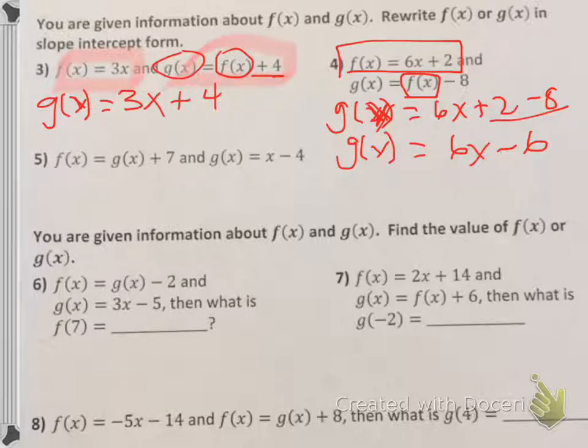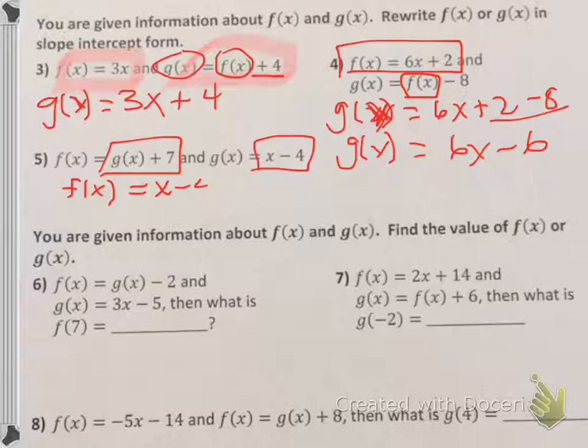Okay. This one says f of x is g of x plus 7. G of x is x minus 4. So this time I'm going to put in the g of x. So x minus 4 plus 7. Combine those together, and I get x plus 3 for my f of x function.